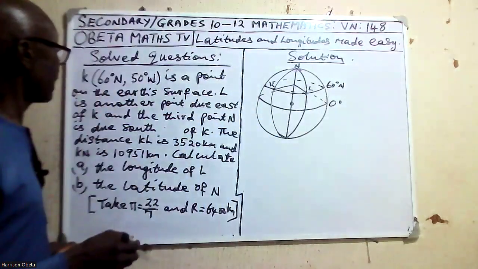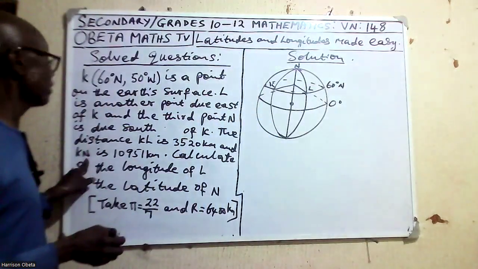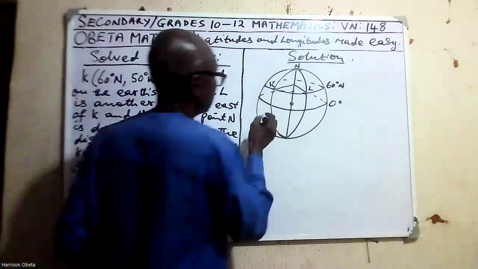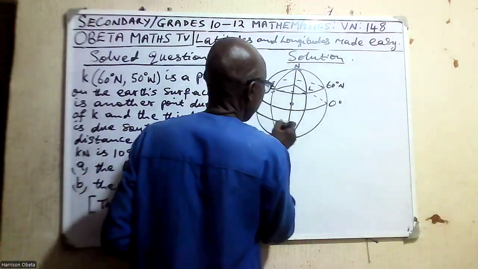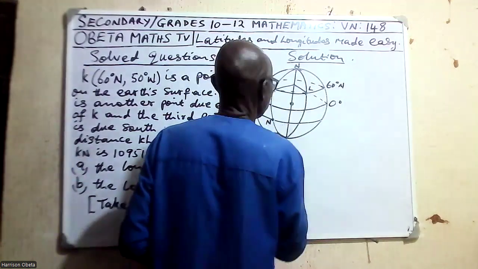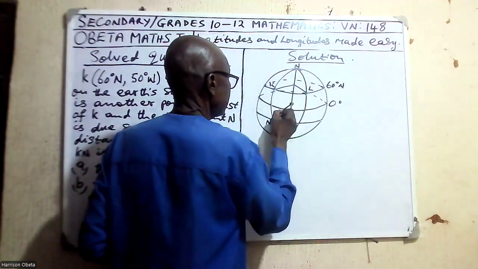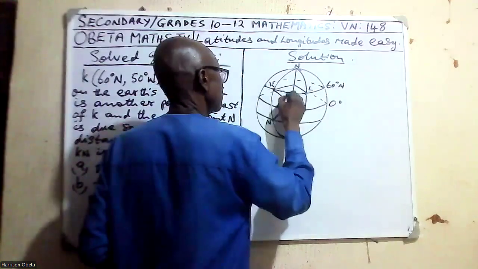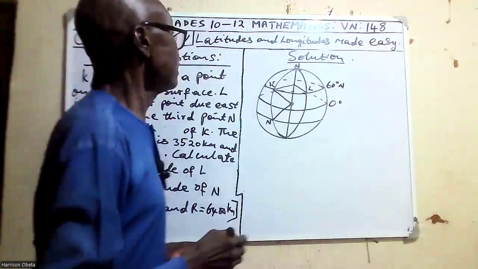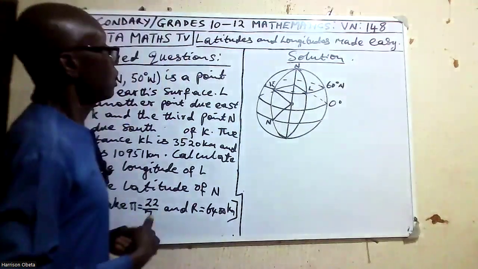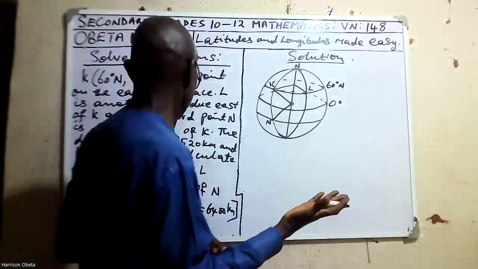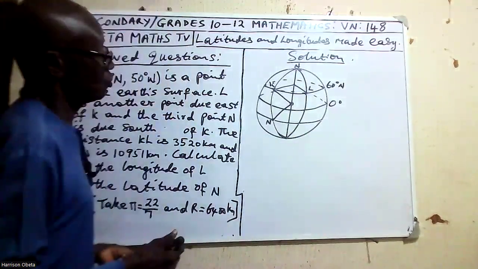But we were also told that there's another point, N, which is due south of K. So let's pick this as our point N. In other words, we are talking of distance along longitude for the second one. So we have located the points. Now let us try and figure out the longitude and the latitude.